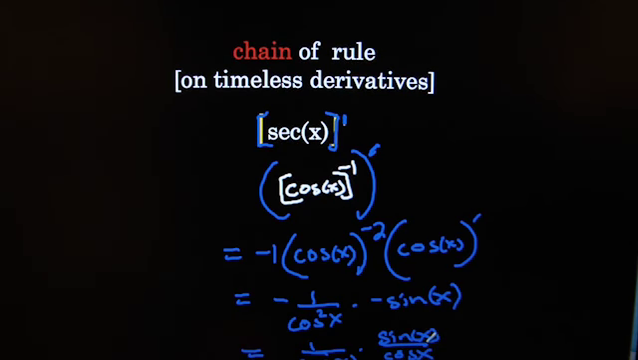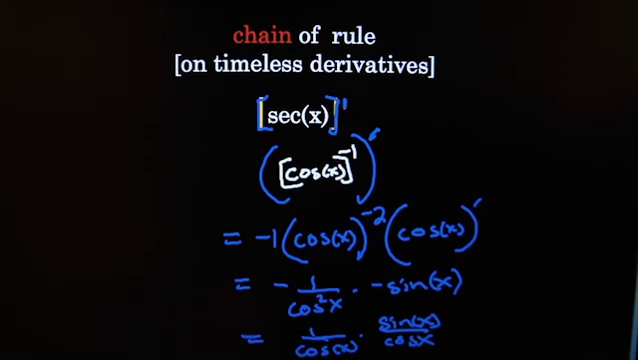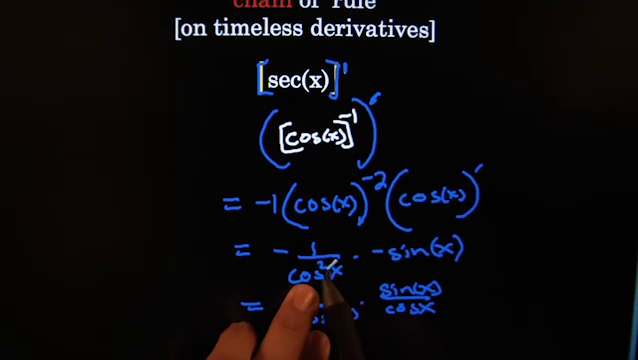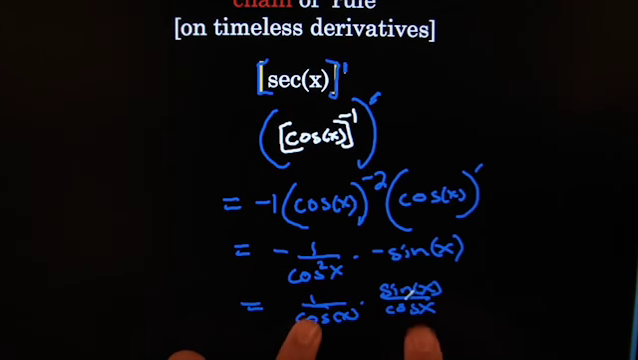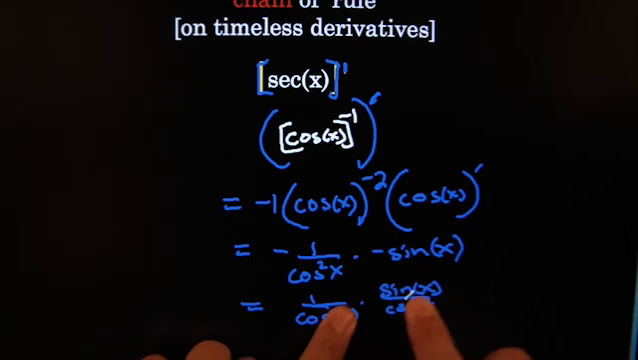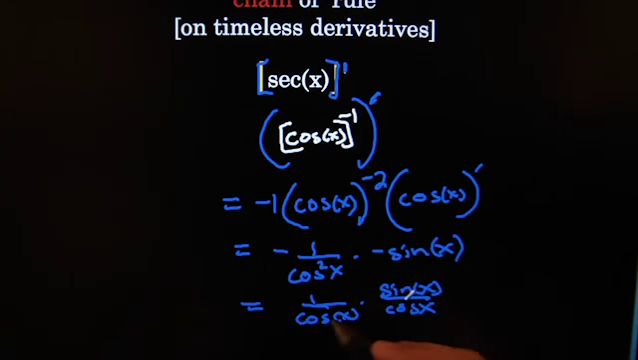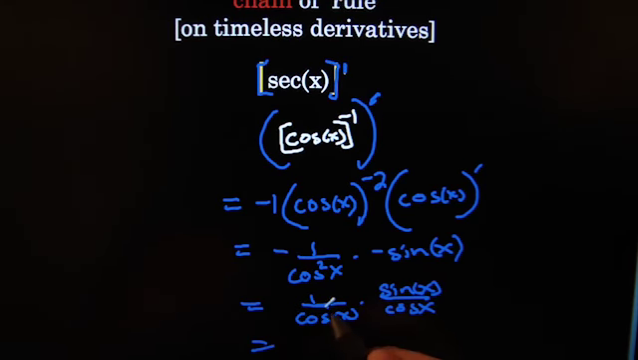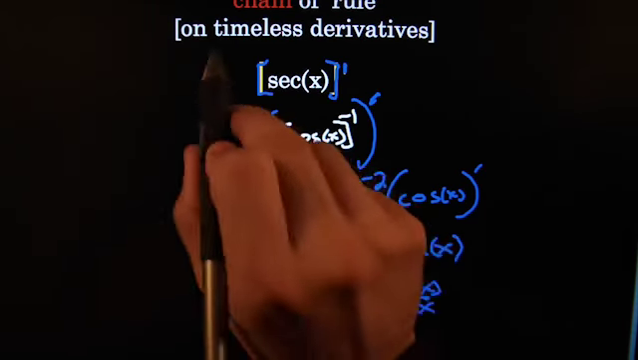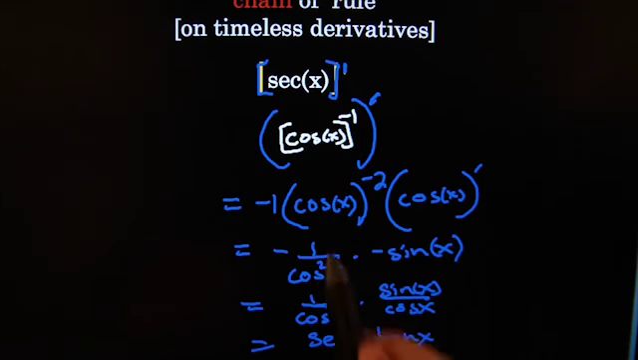I wrote it this way because it's famous when you write it this way. Instead of writing the cosine squared here, I separated it into the cosine over here, so that I can make a tangent out of this. This is famously a tangent times a secant. The derivative of secant is, of course, secant x tangent x. That's a timeless derivative. Everybody knows that one. The derivative of secant is secant times tangent.